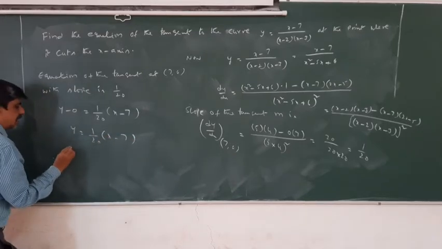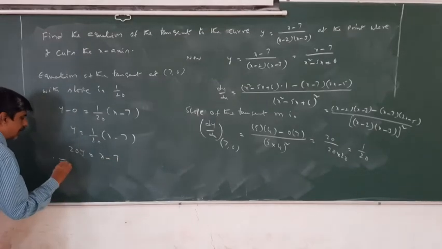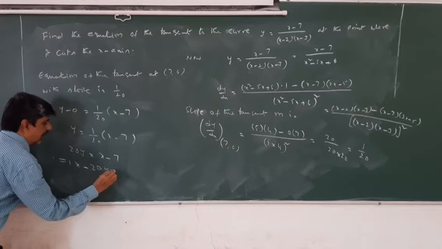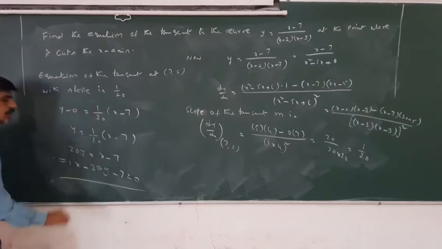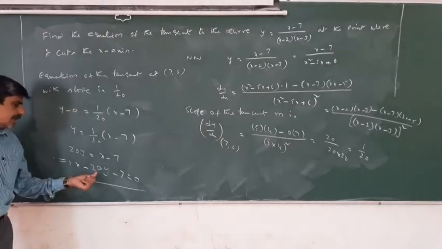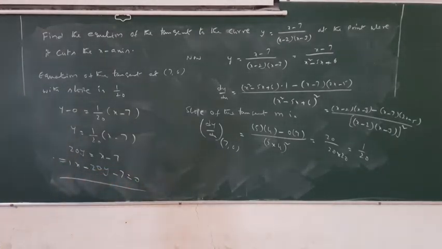Taking 20 to this side, 20y equals x minus 7. So this implies, moving 20y to that side, x minus 20y minus 7 equals 0. So the required tangent equation is x minus 20y minus 7 equals 0.